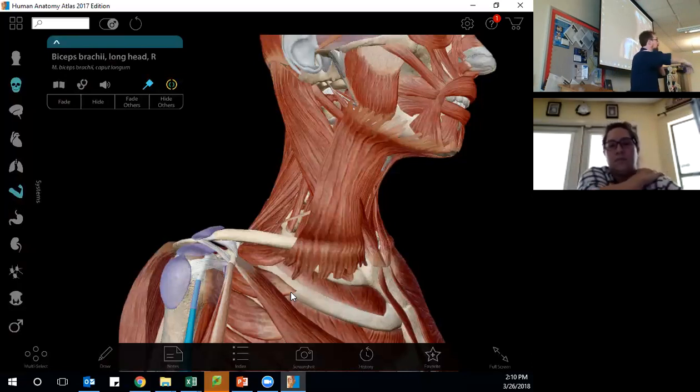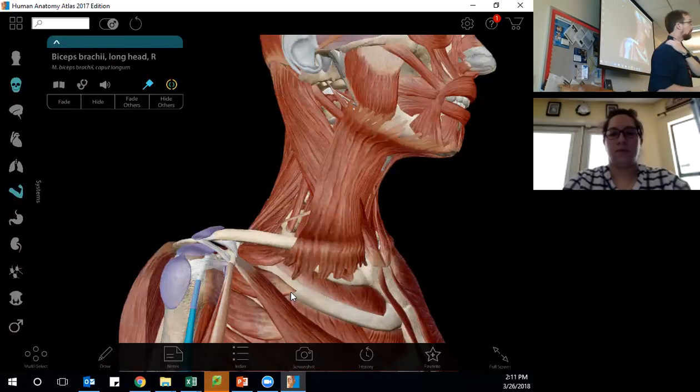So abduction is principally deltoid, but a different muscle initiates that. What muscle initiates abduction? Supraspinatus does. Less of a rotator and more of that abductor.